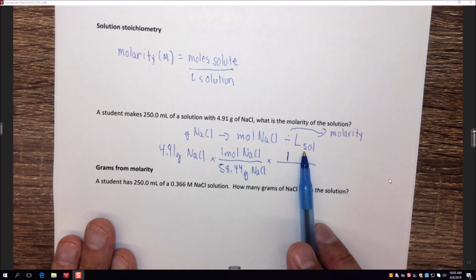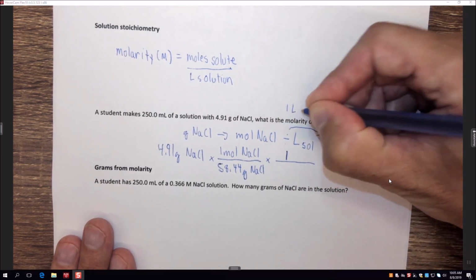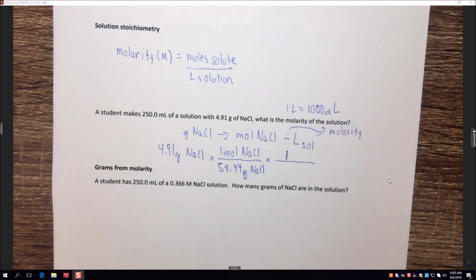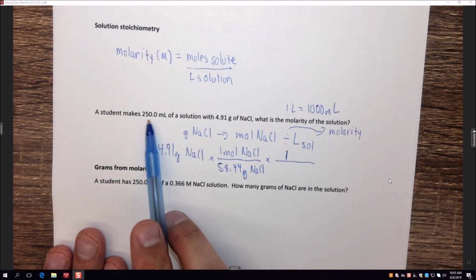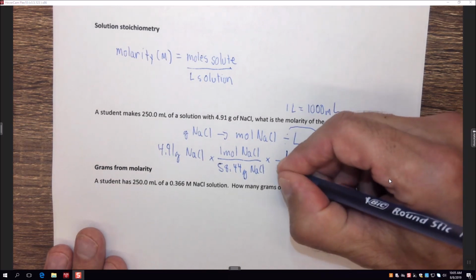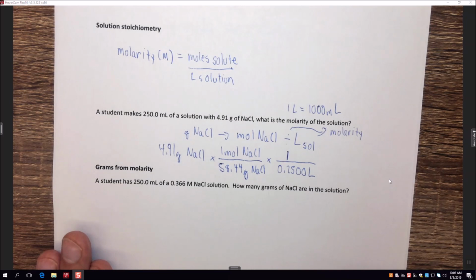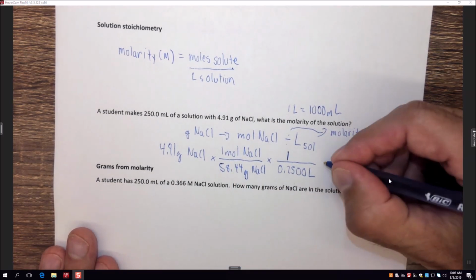Now I want to divide by the volume of the solution in liters. We need to be aware that 1 liter equals 1,000 milliliters. Solution volumes are often in milliliters, and 1 liter equals 1,000 milliliters. Said another way, we want to divide this by 1,000. And when we do that, we get 0.2500 liters. Now that'll bring the moles over, and I'll get moles over liters, which is molarity.